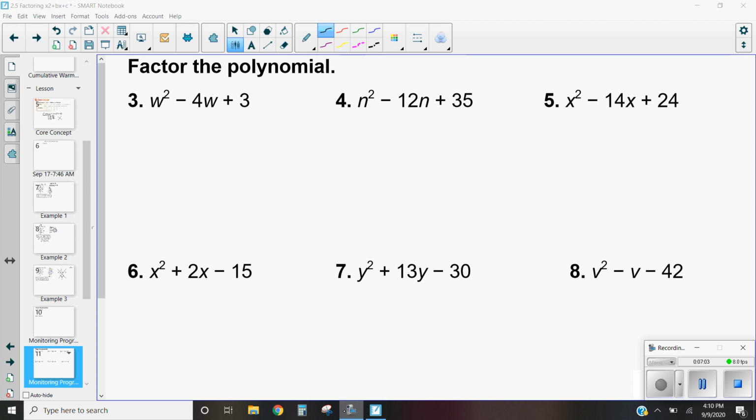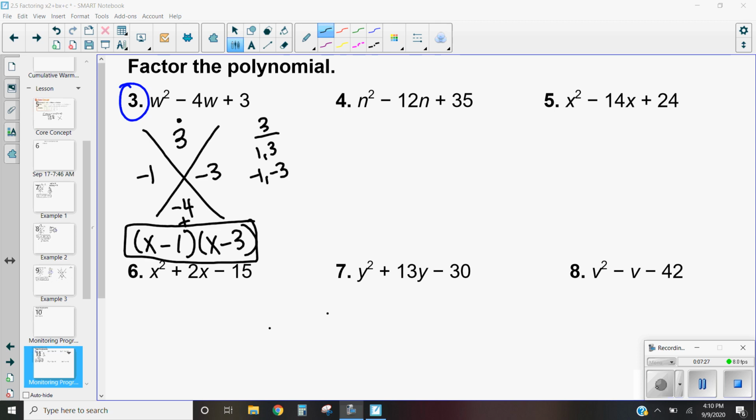I'm going to go over it briefly. Then we're going to start the next problem and we're going to go through these examples. So let's first start with number 3. We are going to look at w squared minus 4w plus 3. Remember to set up your x with what we multiply on top and what we add on the bottom. Go ahead and pause the video and work through it.